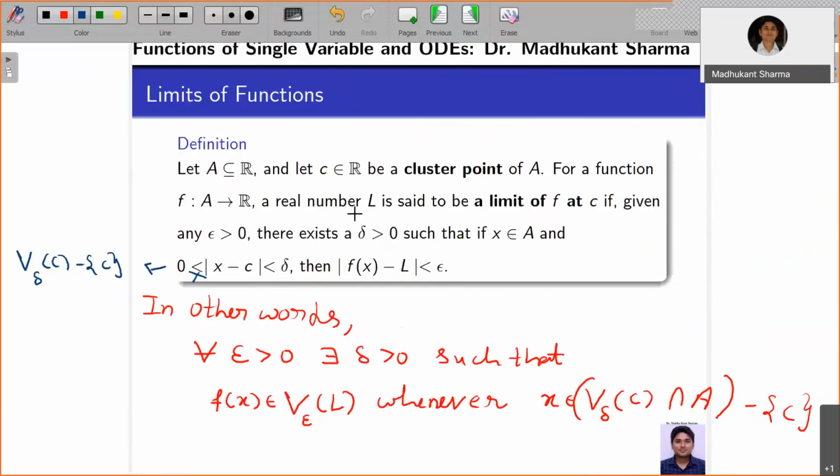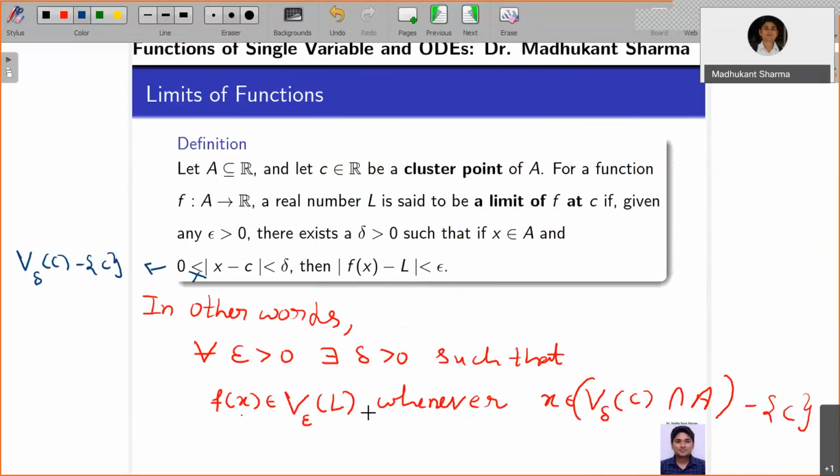Okay, so if you want to look at this in terms of neighborhoods, it is as follows. In other words, for every epsilon greater than 0, you will always be able to identify delta greater than 0 such that f of x lies inside the epsilon neighborhood of L whenever x lies in the deleted neighborhood of c and x is in A.